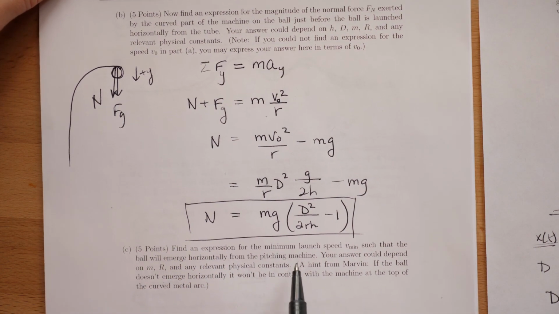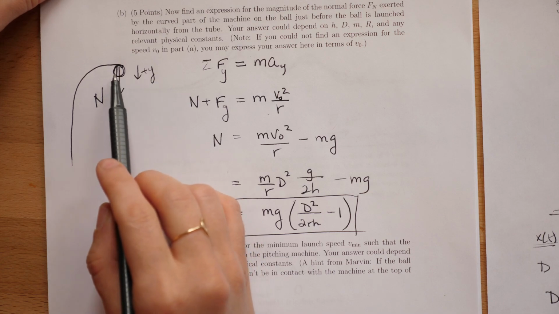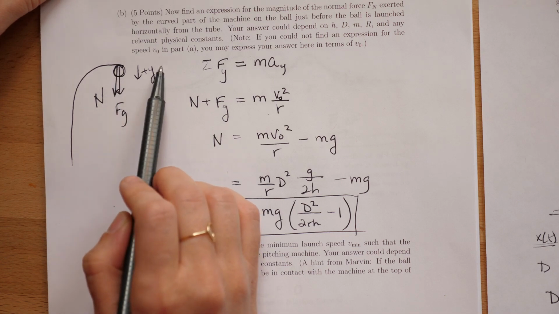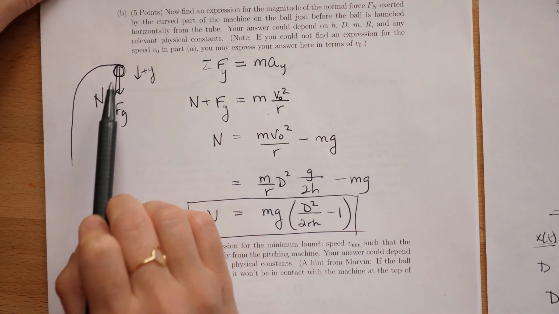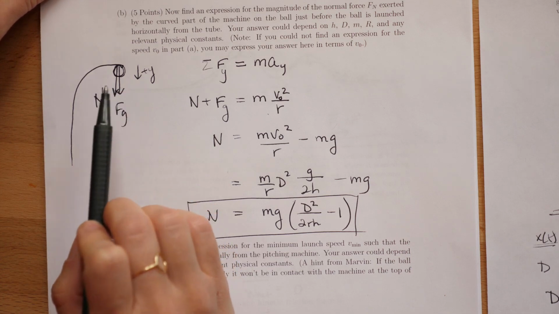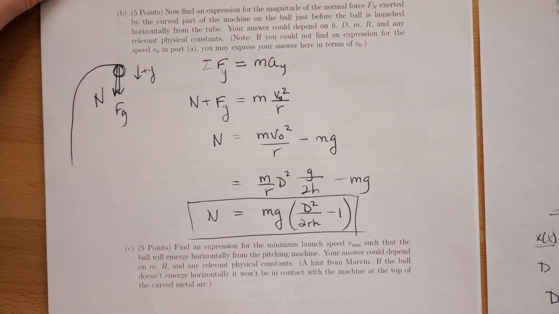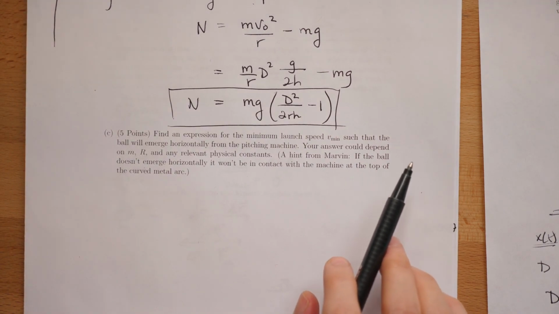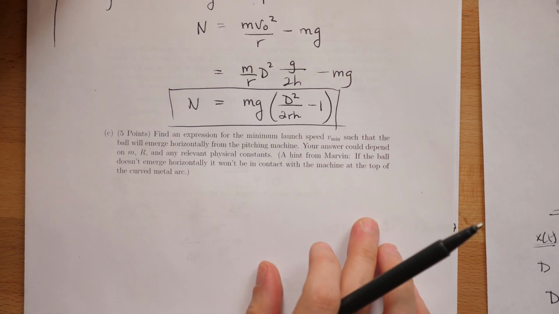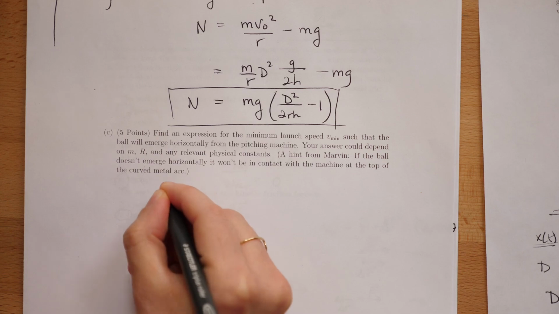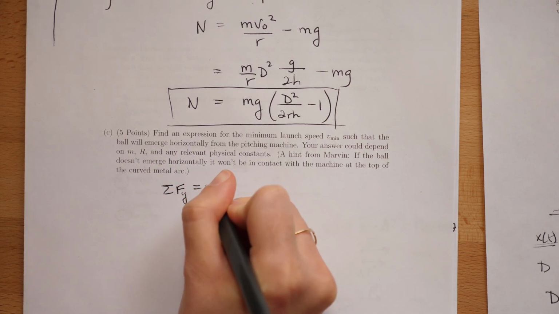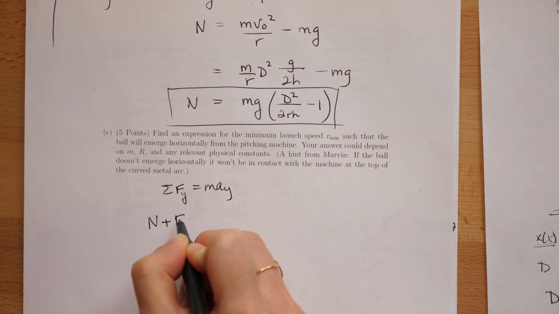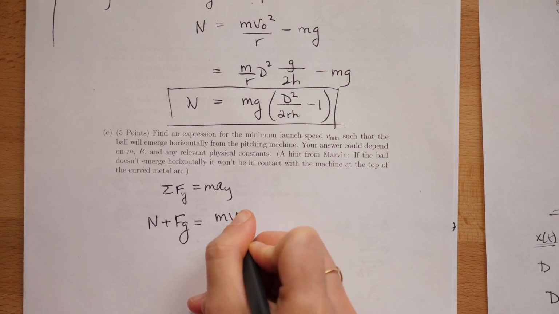So if we want the minimum speed for it to leave horizontally, we want to know what's the minimum speed where it will still just barely have a normal force when it leaves. So the limit there is setting the normal force equal to 0, because that's the point at which we know it's going to lose contact with the track. So in this case, we're really starting with the same thing we started with in part B. We had the sum of the net force is m a_y, and that force is the normal force plus F_G is m v naught squared over r.